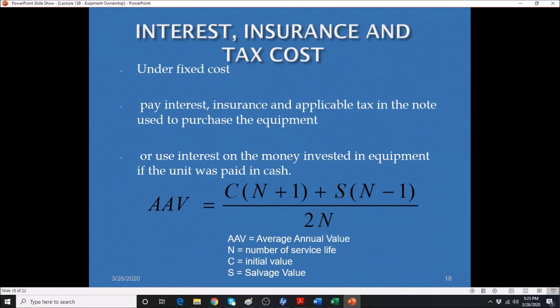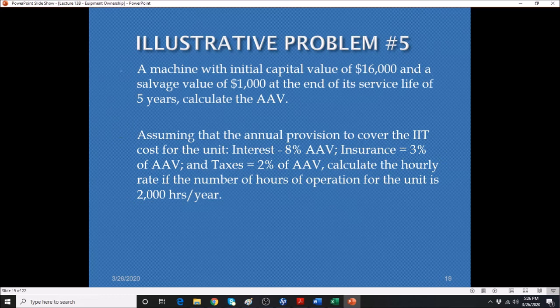So how do we calculate the interest, insurance, and tax costs? Well, that is based on what we call the average annual value, and it is calculated with this particular formula here. C multiplied by n plus 1, over 2n, plus S, n minus 1, over 2n. So what you do is just plug in the initial cost and the service life, and we have here the salvage value divided by the number of service life. It depends whether you will be dealing in terms of per hour or in terms of per year. Alright, so let's take a look at this problem here.